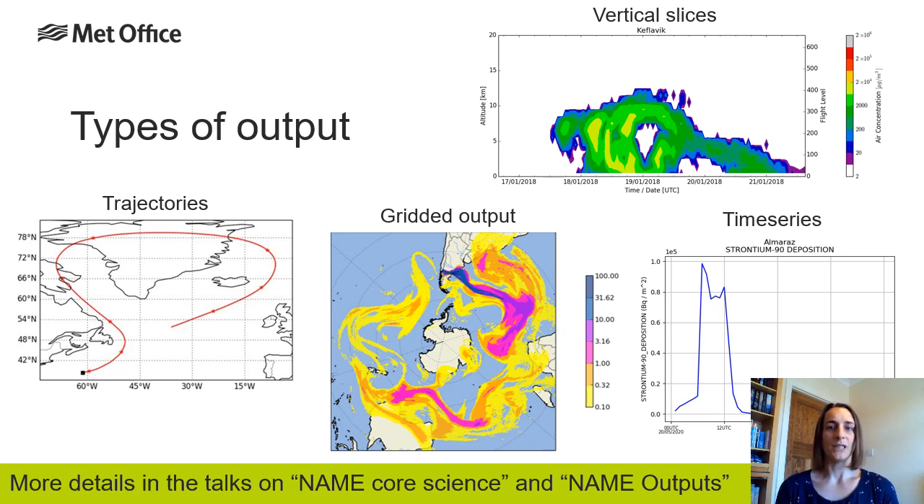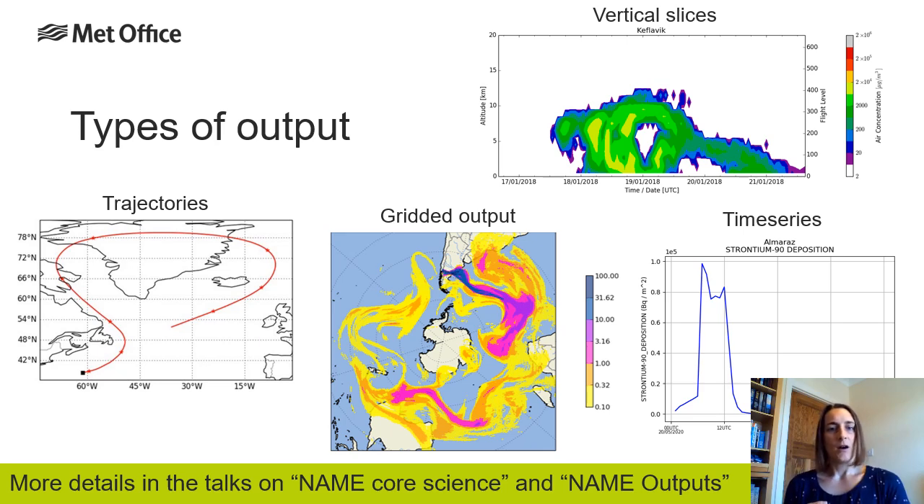But with all of these, because of the way a Lagrangian model works, it's important that you understand around making sure you're maximising your signal to noise. So if you only release very few model particles, your output's going to be very noisy, and the information that you get out might not be a really true reflection of what's happening in the atmosphere.